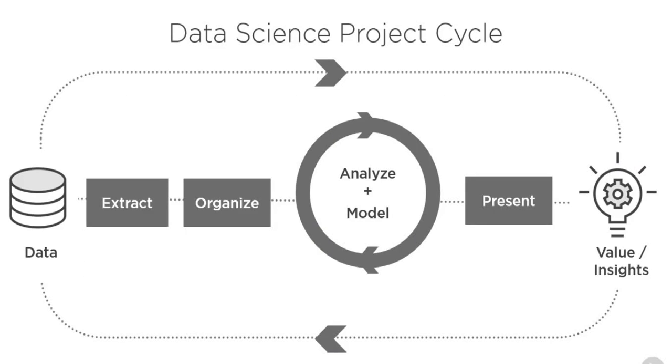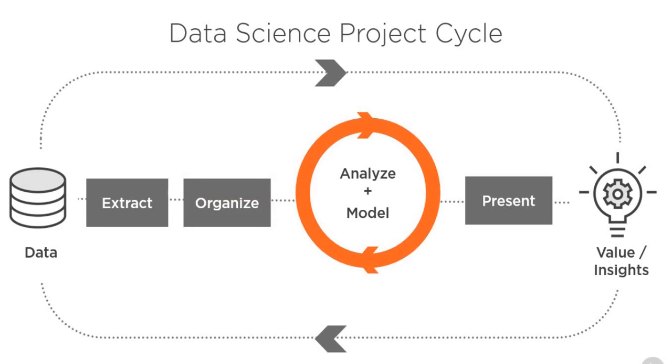If we look at the data science project cycle that we have been following since the beginning of this course, so far we have done all the hard work. First, we extracted the Titanic dataset from the Kaggle website. Then we went through the Organize step where we explored and processed the data. Now we are heading towards the modeling phase.